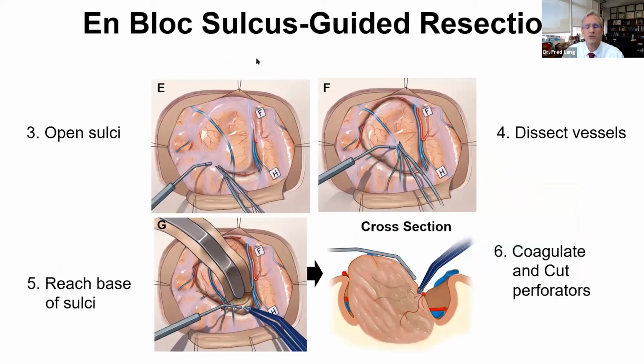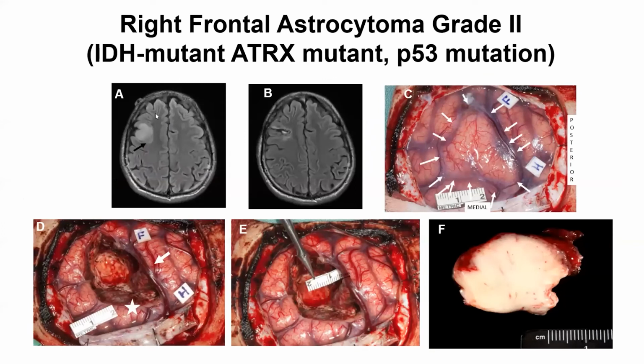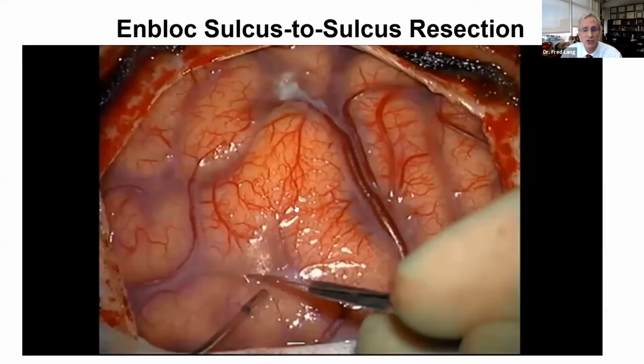Once you've done the spatial mapping and functional mapping, you then open the sulci, dissect the vessels, dissect down to the base of the sulci, and as I said, identify the passing vessels in the sulcus, coagulating and cutting any perforators. And then get underneath the tumor, identify the border, and then remove it en bloc. Here's an example of a case, a tumor in the right frontal region, just in front of motor cortex. Here you see the hand knob. We take that patient to the operating room and do functional mapping. This turns out to be the hand and the face. And then we map the tumor with the surrounding gyri, and then proceed with the surgery.